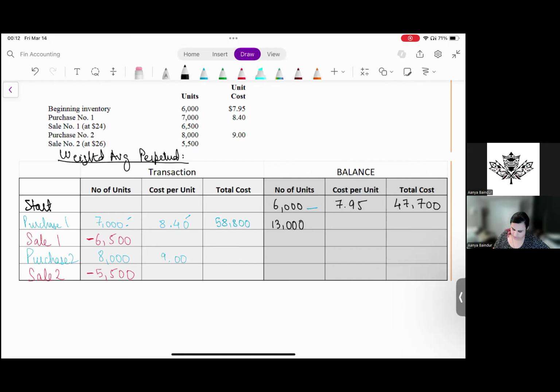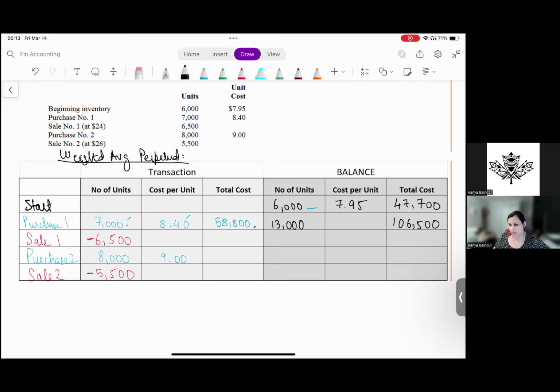Now let's do the balance. Let's find what the total cost is. So initially we had 47,700. To that we added this much value. So let's add those two numbers up. 47,700 plus 58,800 gives us a total of 106,500.